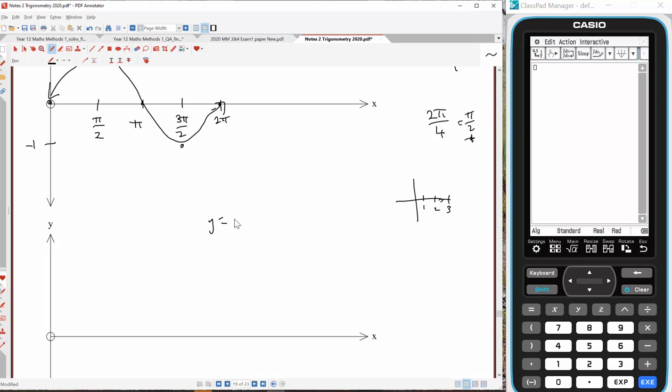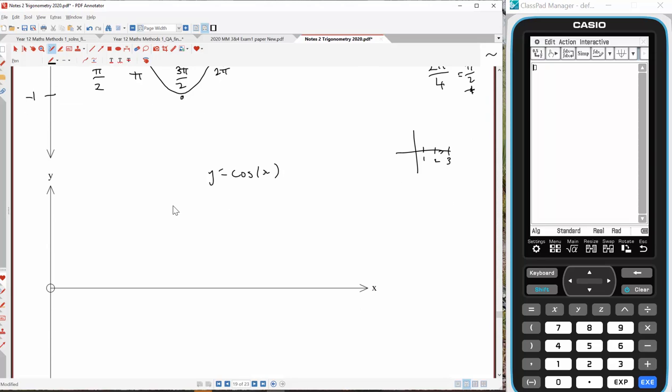Now let's do y equals cosine x, or cosine theta, whatever that variable is. It's x in this case. Cosine takes 2 pi to repeat itself. Again, to get the scale, we split the cycle length into 4 separate parts, which again gives pi on 2. There is pi on 2, pi, 3 pi on 2, and 2 pi.